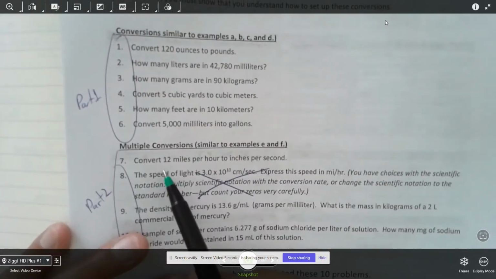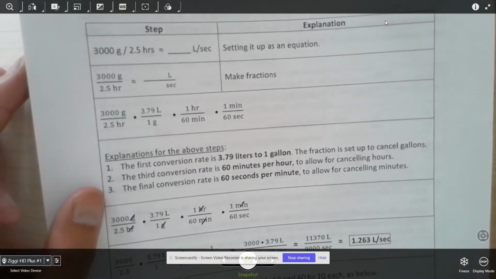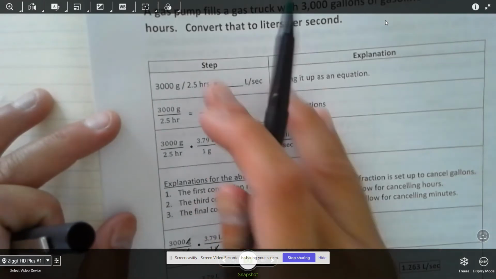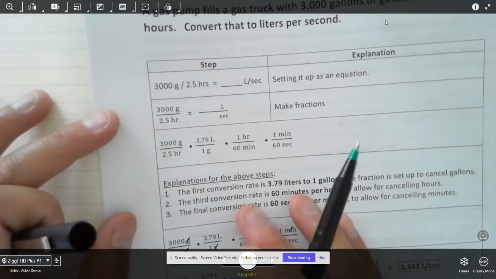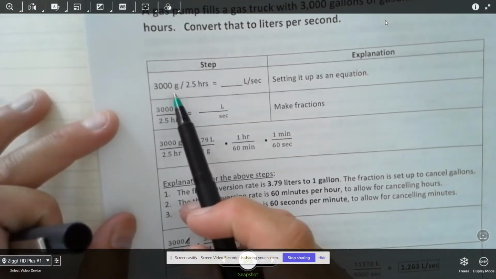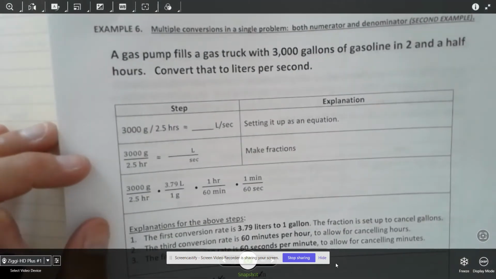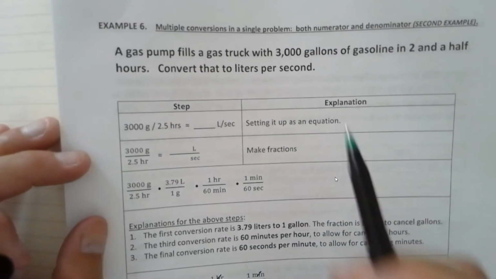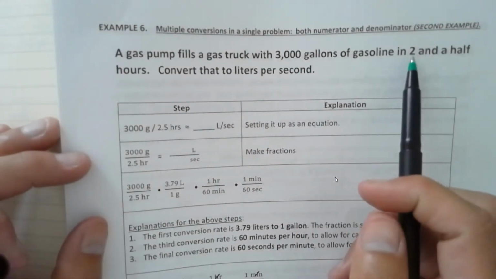And just letting you know, the page right before it is going to give you directions on how to do things like this, because you're not just starting with, let's say, one value with one little unit. You're starting with something that has two things going on at the same time. 3,000 gallons of gasoline in 2.5 hours.